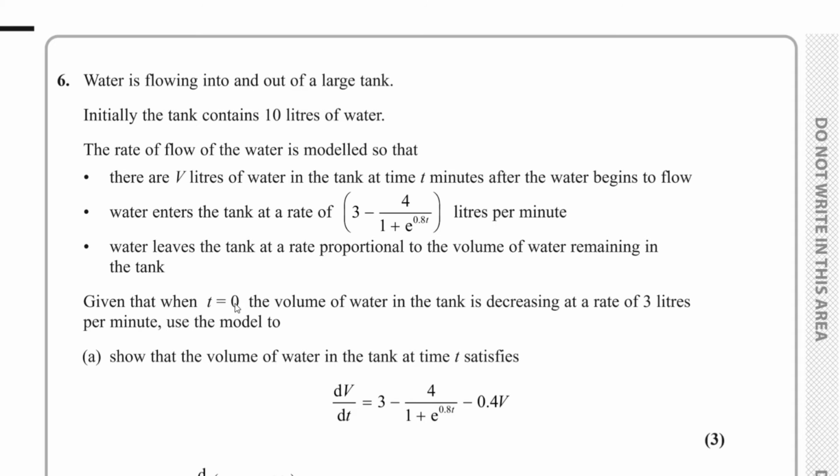Given that when t equals 0, the volume of water in the tank is decreasing at a rate of 3 litres per minute, we have to use the model to show, for part A, that the volume of water in the tank at time t satisfies this differential equation: dV over dt equals 3 subtract 4 over 1 plus e to the 0.8t subtract 0.4V.